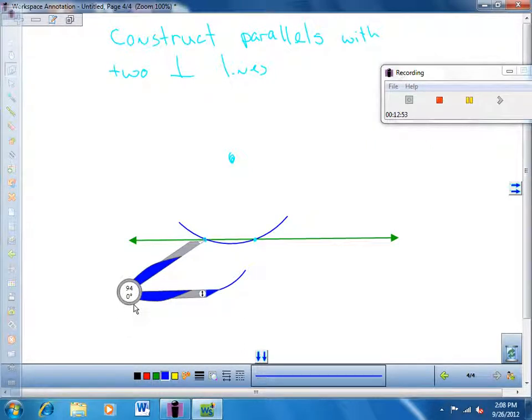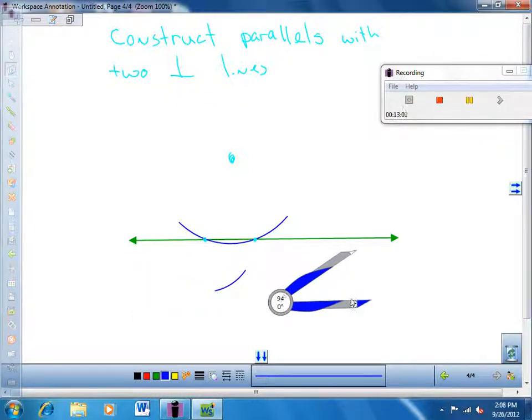Leave it the same, right? Leaving it the same, yes. So now my compass, we can leave it the same as it was.